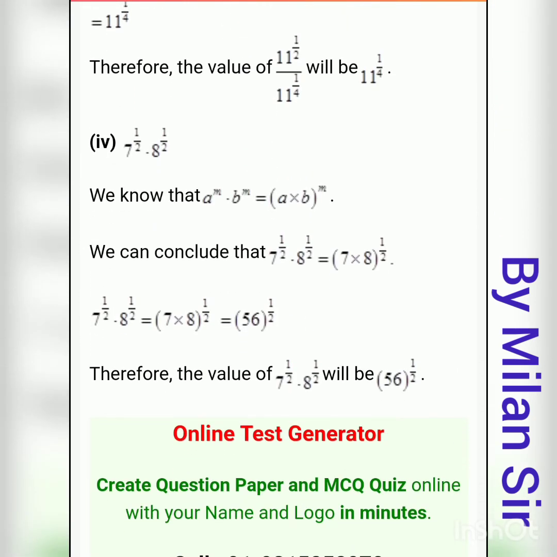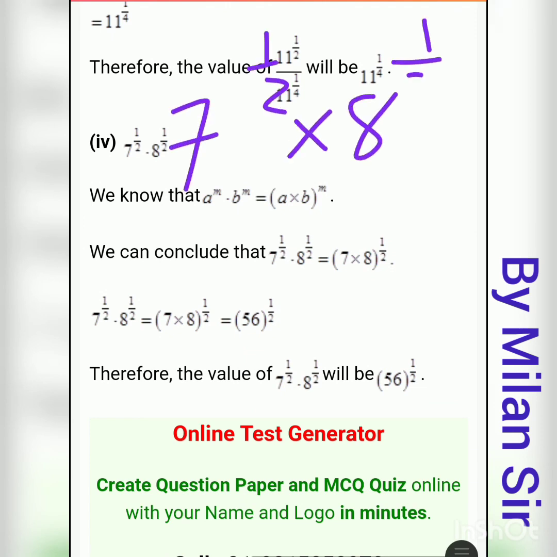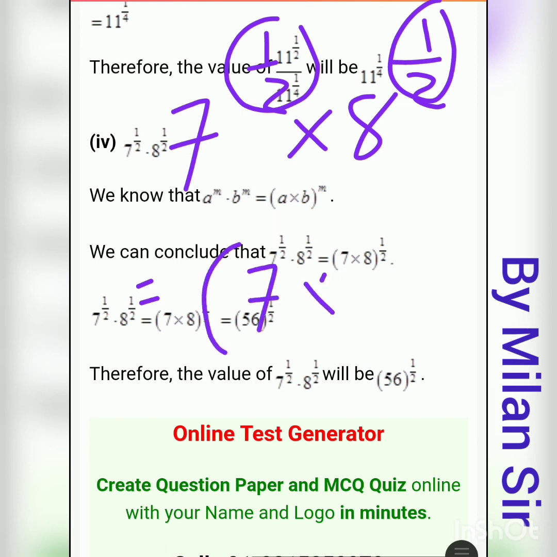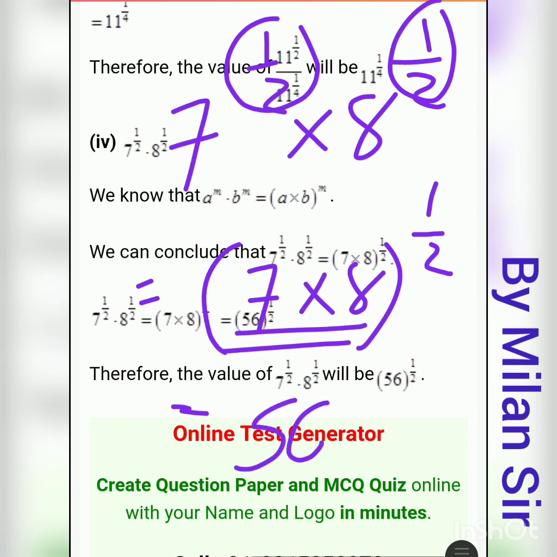Then number 4: 7^(1/2) multiplied by 8^(1/2). If we look at the expression carefully, the exponent is the same and the base is different. So we can take the exponent as common. That means (7 multiplied by 8) all raised to 1/2. 7 eights are 56, so 56 raised to 1/2. This is the final answer.